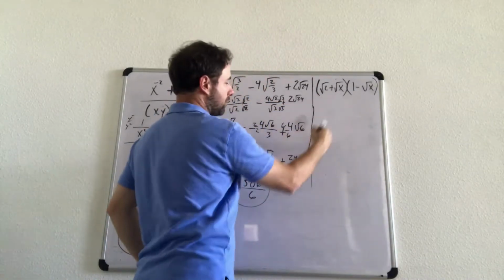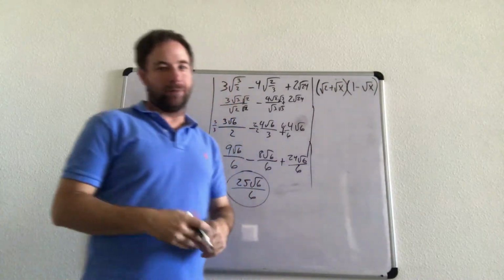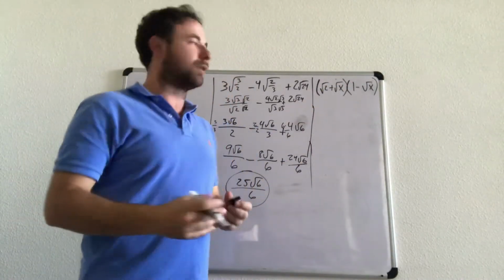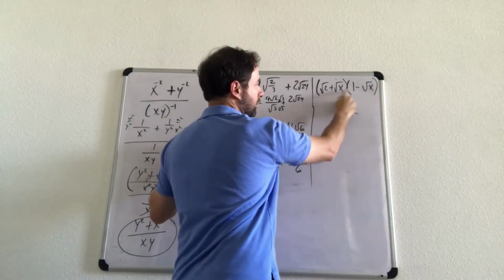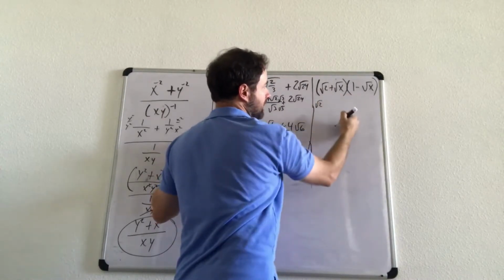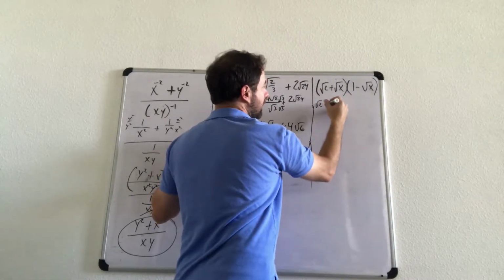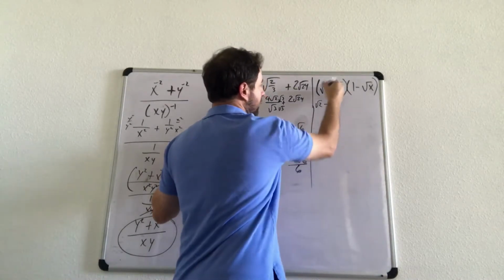All we're going to do is distribute and do the double, I call it the double distributive property, which means we're doing the distributive property twice. So we'll take the root 2 and distribute it here 2 times. So root 2 times 1 is root 2. Root 2 times negative root x is going to be negative root 2x. So that one is done.